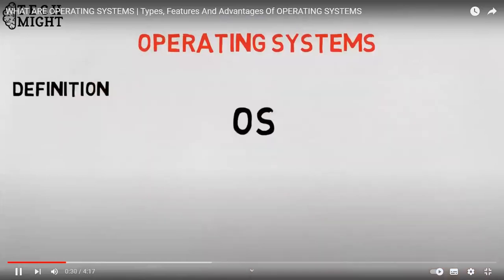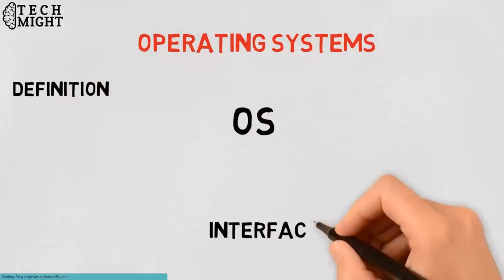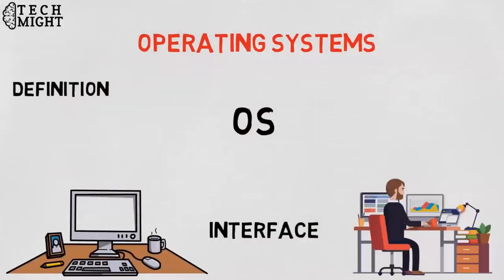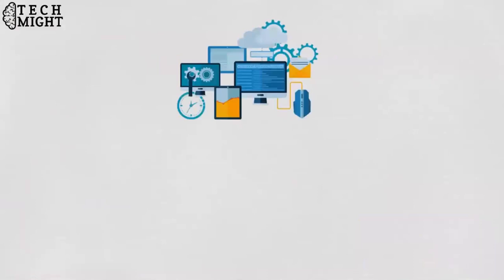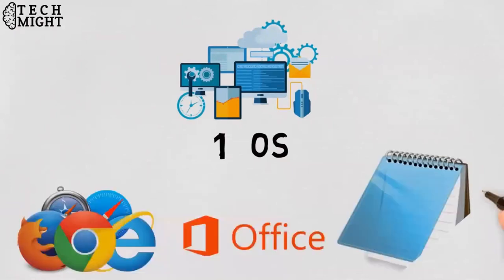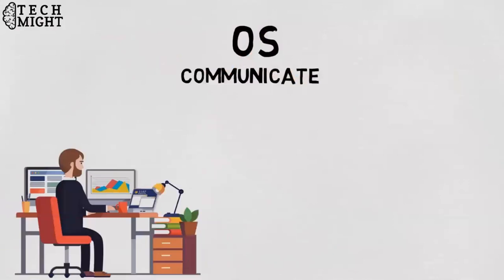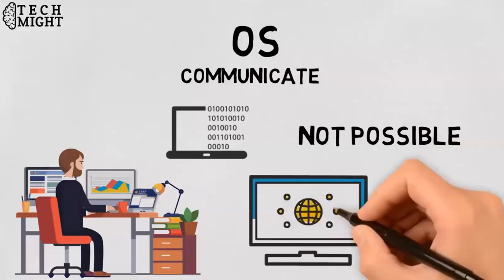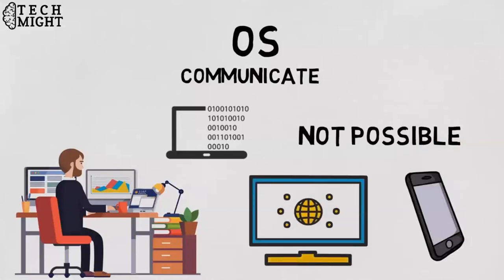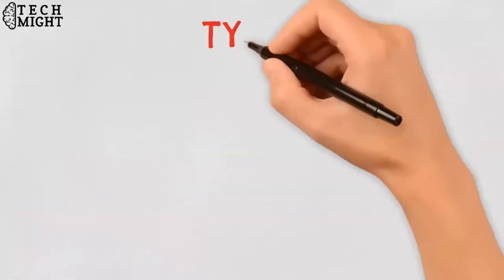An operating system is a software that acts as an interface between computer hardware components and the user. Every computer system must have at least one operating system to run other programs. Applications like browsers, MS Office, Notepad, etc. need some environment to run and perform their tasks. The operating system helps you to communicate with the computer without knowing how to speak the computer's language. It is not possible for the user to use any computer or mobile device without having an operating system.